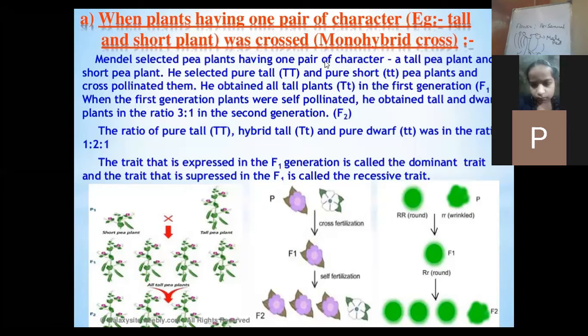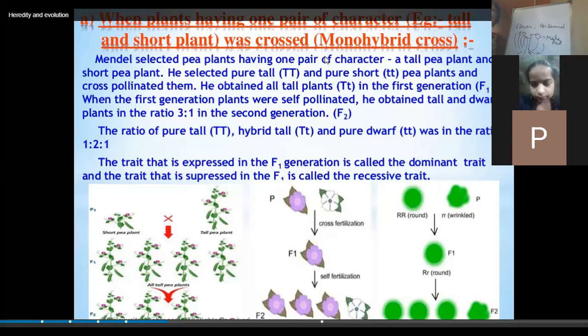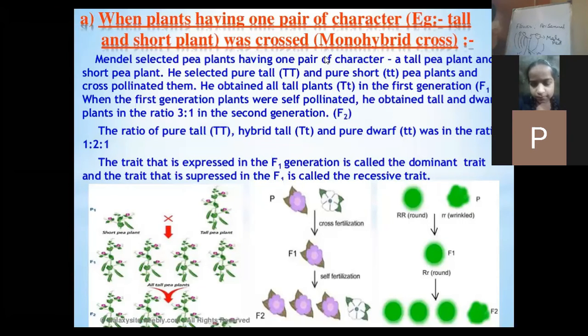Because Mendel, in order to study the law of inheritance, first selected the pea plant and then allowed them to cross-pollinate. But for cross-pollination, he had to eliminate self-pollination. So for that, he emasculated the bisexual flowers, that is, he removed the male part of the flower. Then he allowed them to cross-pollinate.